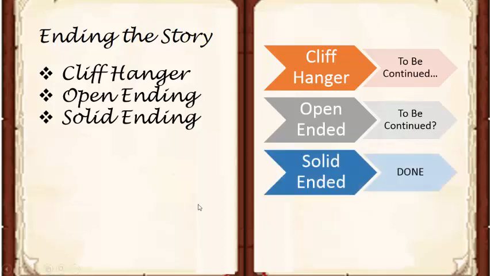And last, you have the solid ending. Pretty much, you're done. There's no loose ends to fill out. There's no way you could possibly do it. You want to think about this, because if you're going to make multiple maps and you want them to be connected, you're going to want to stick with these two. Usually, you'll want a cliffhanger so it can lead into the next one, or you'll have something open-ended where it could potentially lead into the next one.